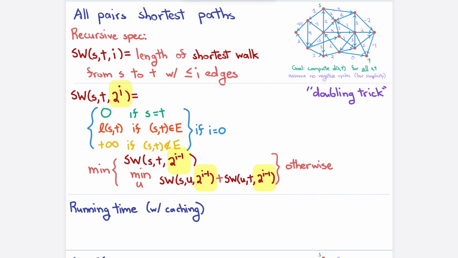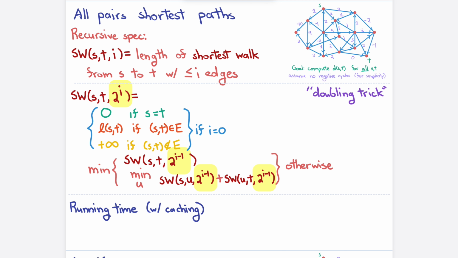Now, I'm replacing I with 2 to the I minus 1. So if I'm figuring out 16, I can either use 8 edges to go from S to T, or I can try all midpoints U, take 8 edges to get from S to U, 8 edges to get from U to T. So I keep doubling, doubling, doubling, doubling. This version actually has more interesting changes in the recursion, so to speak.